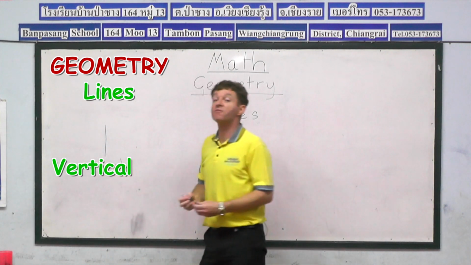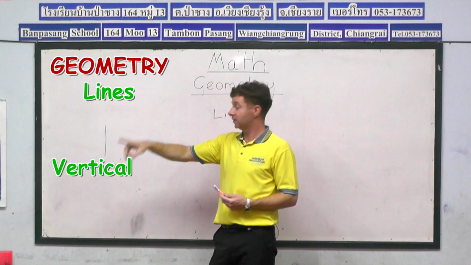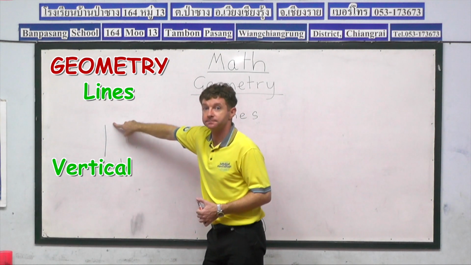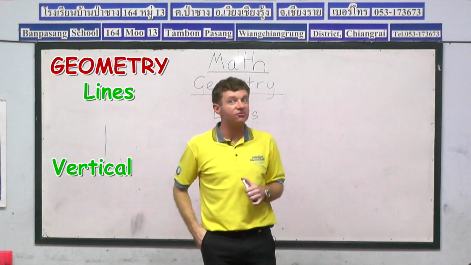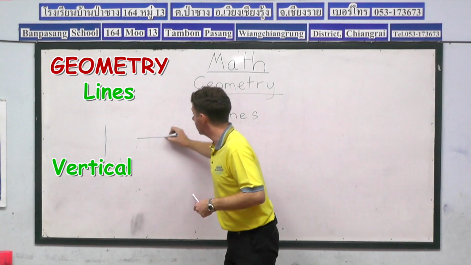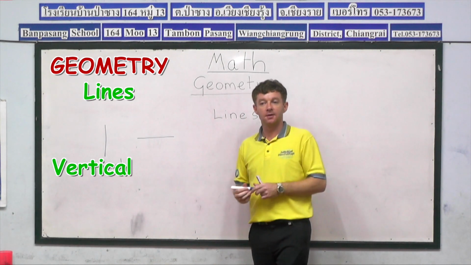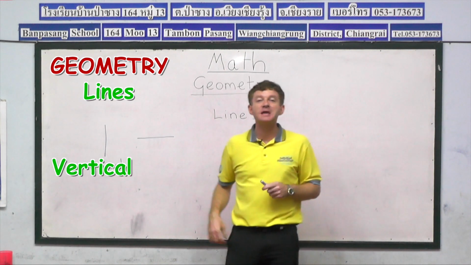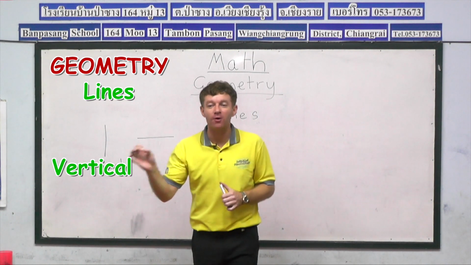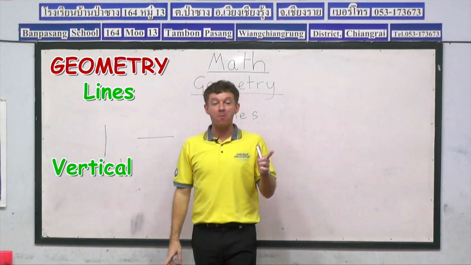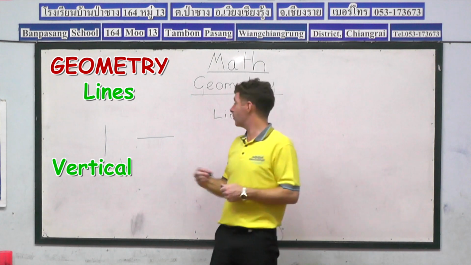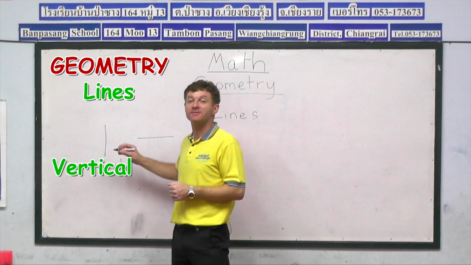You see, vertical means up. So a vertical line will always go up. Okay, now for our second line. Not one that goes up, but one that goes across. And this is a harder word to say, begins with H. Horizontal. Okay, one more time. Horizontal. Okay, and how do we spell horizontal?